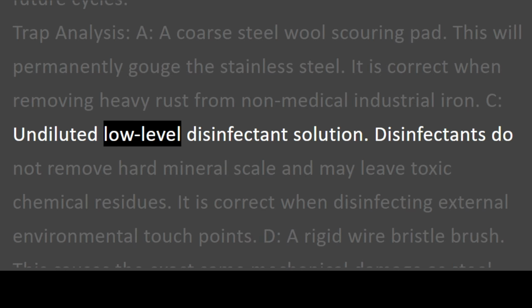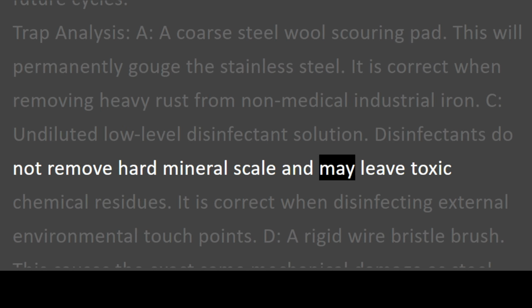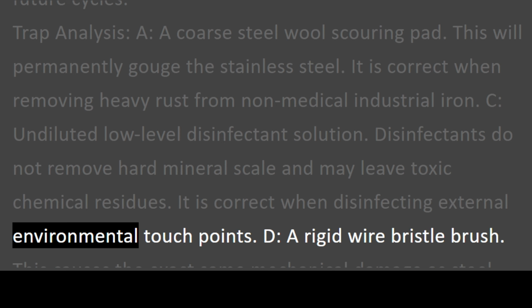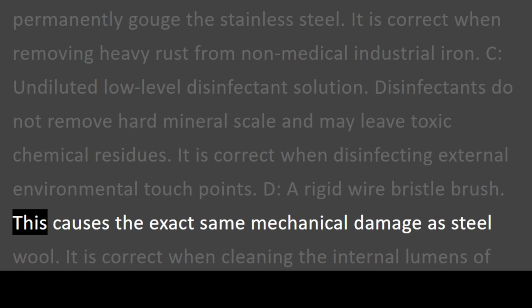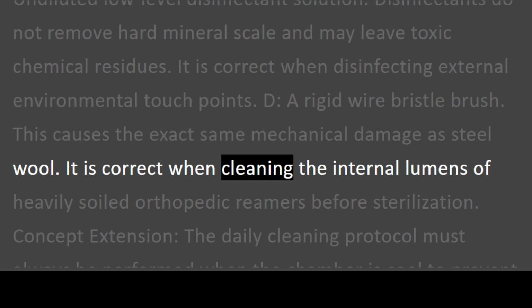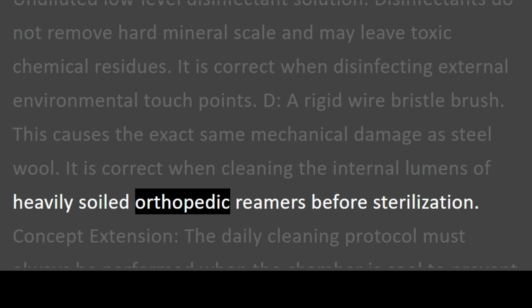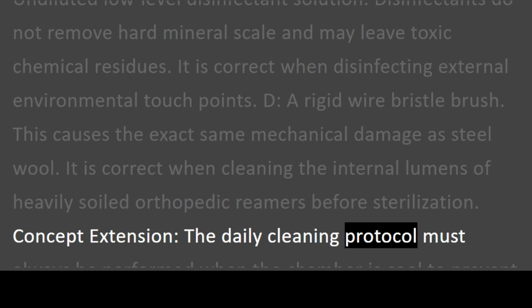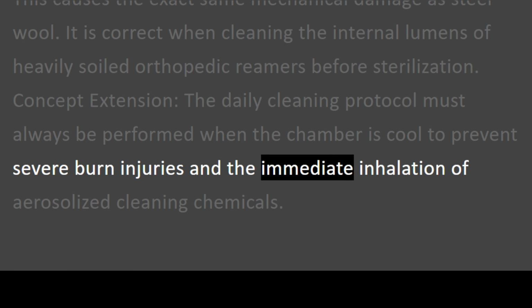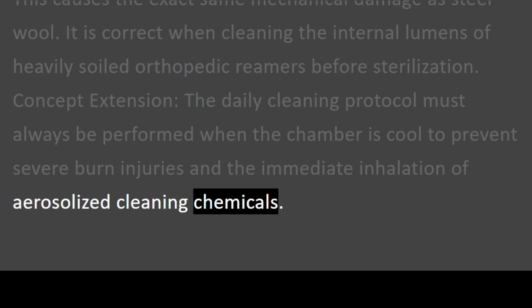C. Undiluted low-level disinfectant solution. Disinfectants do not remove hard mineral scale and may leave toxic chemical residues. It is correct when disinfecting external environmental touch points. D. A rigid wire bristle brush. This causes the exact same mechanical damage as steel wool. It is correct when cleaning the internal lumens of heavily soiled orthopedic reamers before sterilization. Concept extension. The daily cleaning protocol must always be performed when the chamber is cool to prevent severe burn injuries and the immediate inhalation of aerosolized cleaning chemicals.